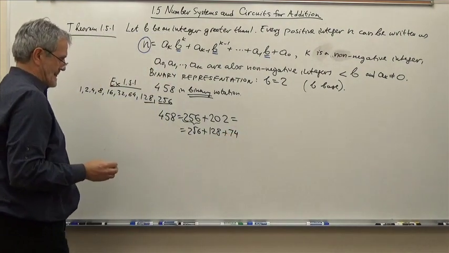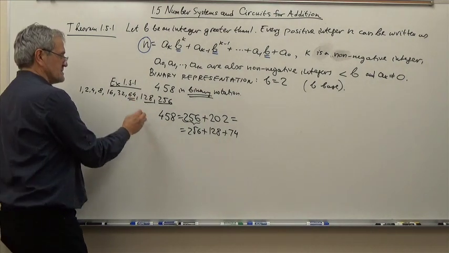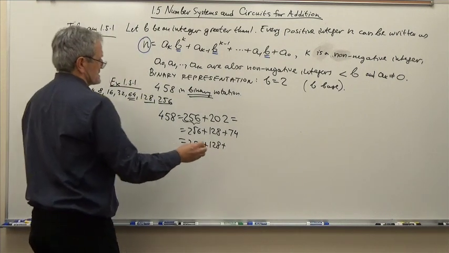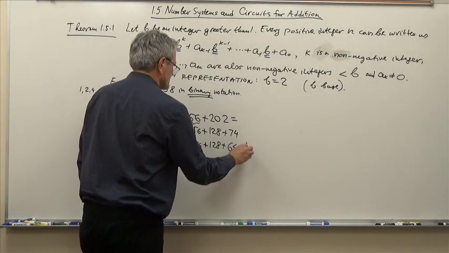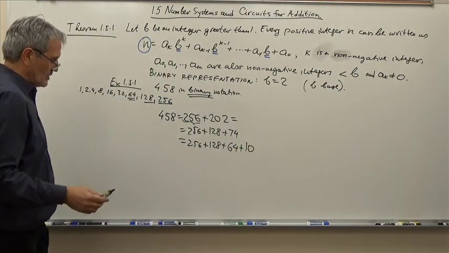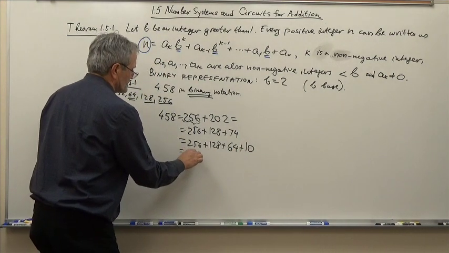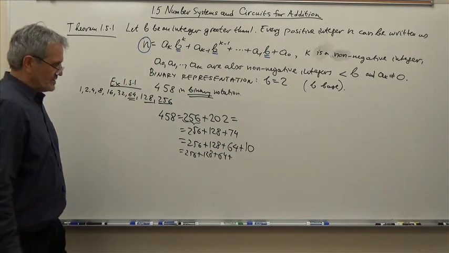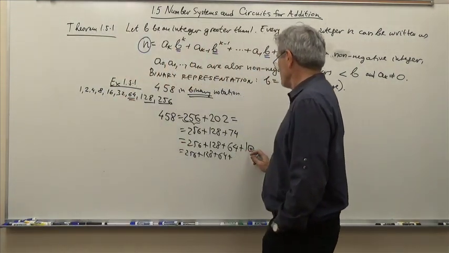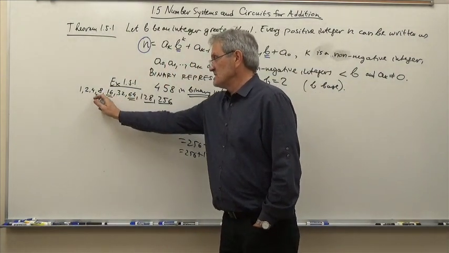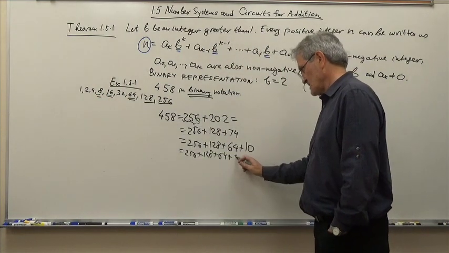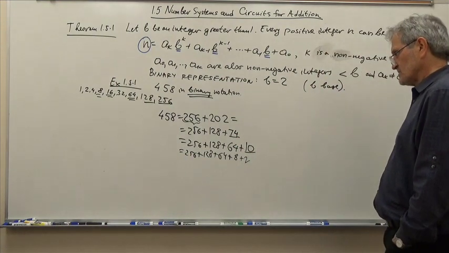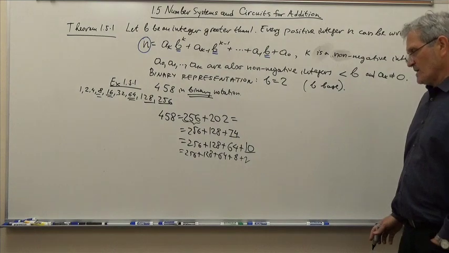74, yes. Then we look for the next one. Do we have 64? Yes, we do. So you have 256 plus 128 plus 64 plus 10. And then what happens? We do have 256, 128, 64, but then we don't have any 32. It's not enough for 32. We also skip 16. The best we can get is 8. So we have 8 plus 2. It's always that last part needs to be treated further, and actually 2 is a power.